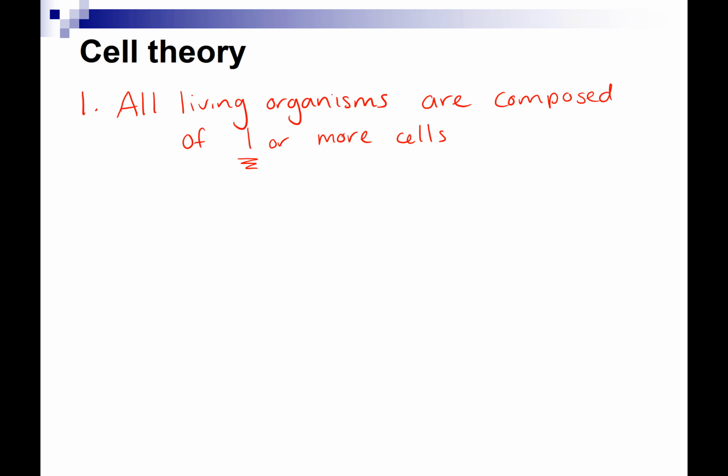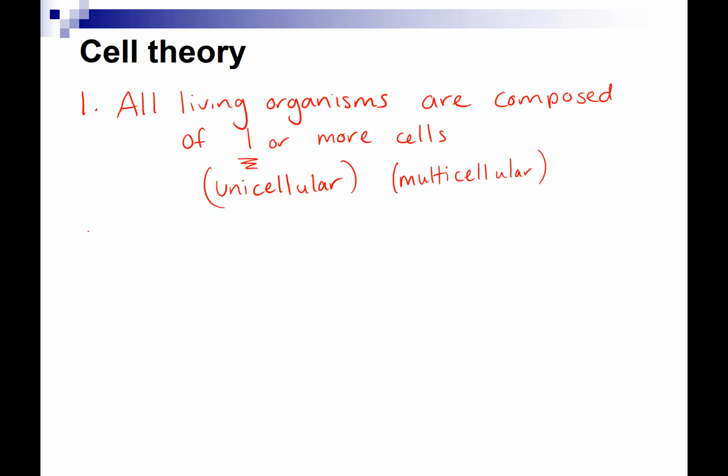So yes, there are unicellular or single-celled organisms. A lot of these are aquatic, like amoebas, parameciums, euglenas. I'll show you a couple pictures in a minute. And there are multicellular organisms, like you and me, and plants and animals and fungi. Things that are made up of more than one cell. Okay, so that's the first part of the cell theory.